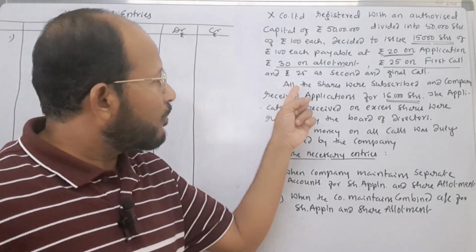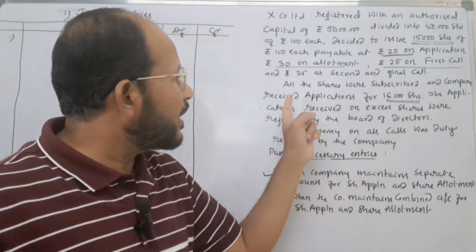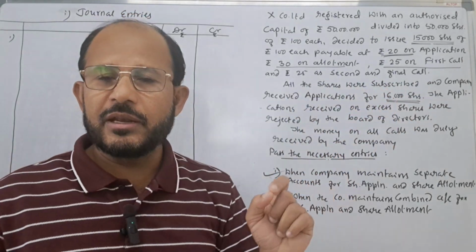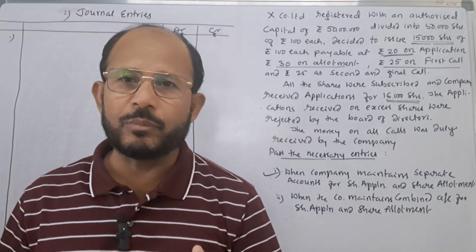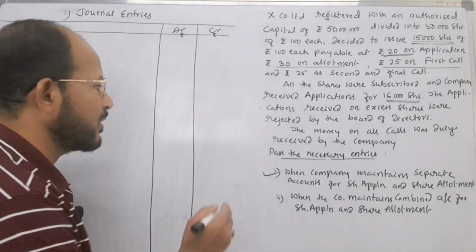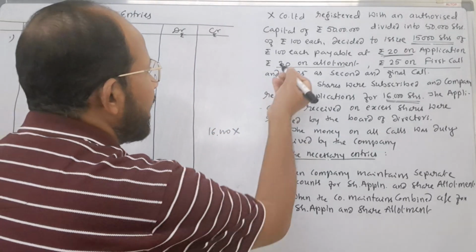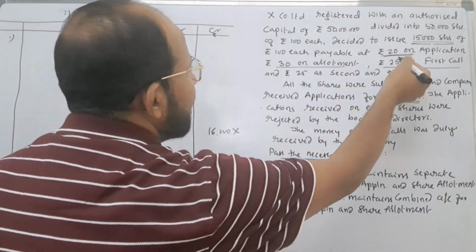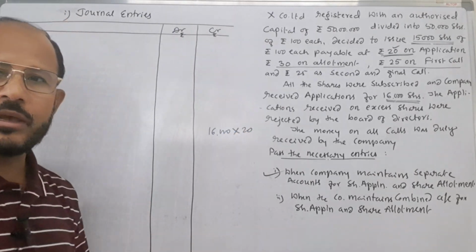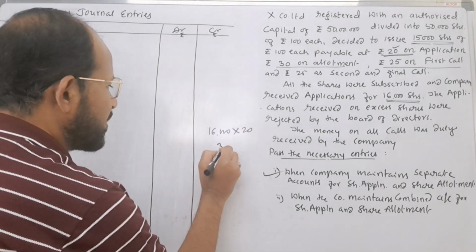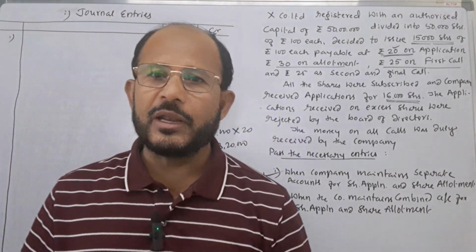But in the second paragraph, what it says is: all the shares were subscribed and the company received applications for 16,000 shares. It means share application money is received on 16,000 shares, not 15,000. That is why on 16,000 shares we have to calculate the amount collected at rupees 20 on application. It comes to rupees 3,20,000.